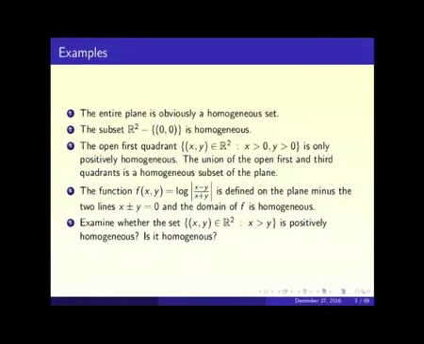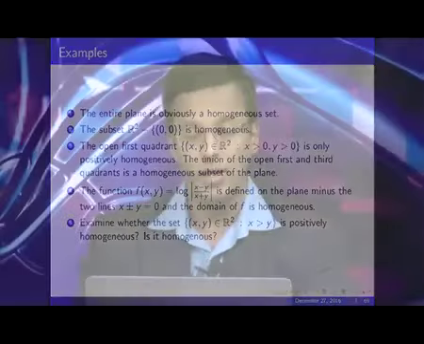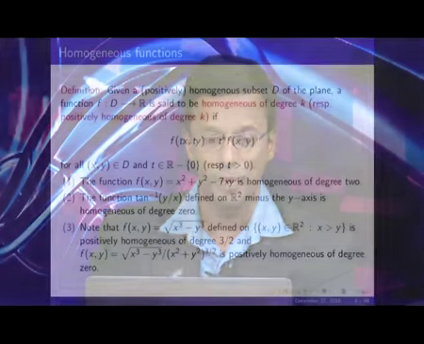The last one is a little exercise for you. Examine whether the set of points in the plane (x, y) such that x bigger than y, which you would like to call the open half plane, is homogeneous. Is it positively homogeneous? Think about that, it is not difficult. So, these are some examples of homogeneous domains.